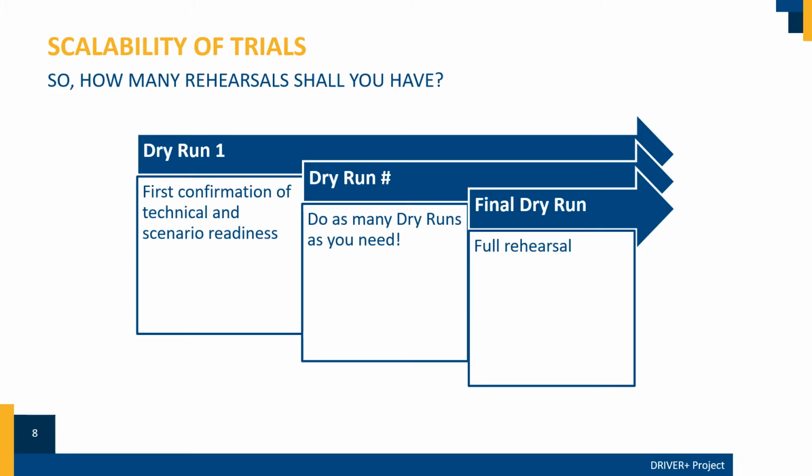So why do 2 dry runs and not more? We recommend to do as many as you need. We suggest to consider having at least a 2-step process of trial testing, because that's practical and feasible. Always start with a first rehearsal to check whether at least all technical matters and the scenario are okay, and always end with a full rehearsal executed like a real trial.